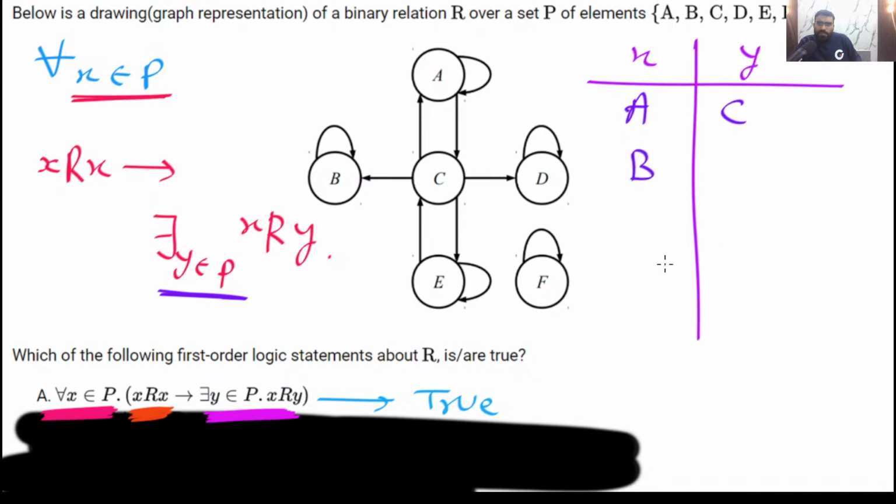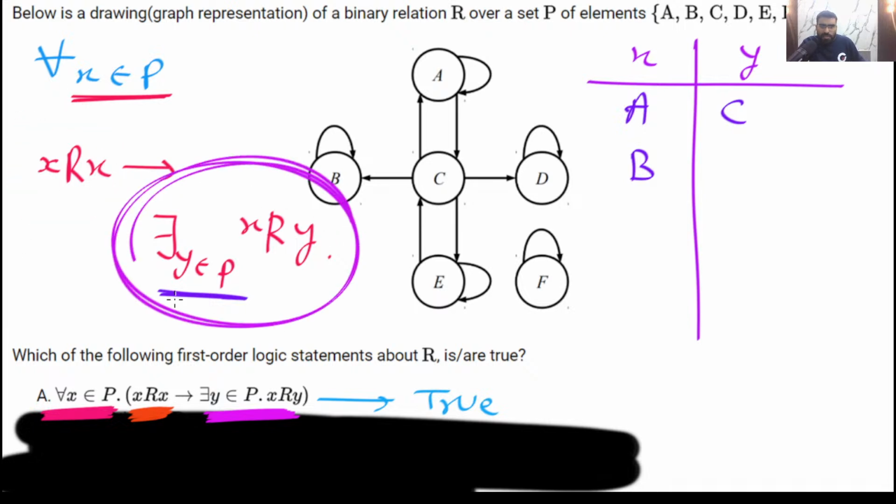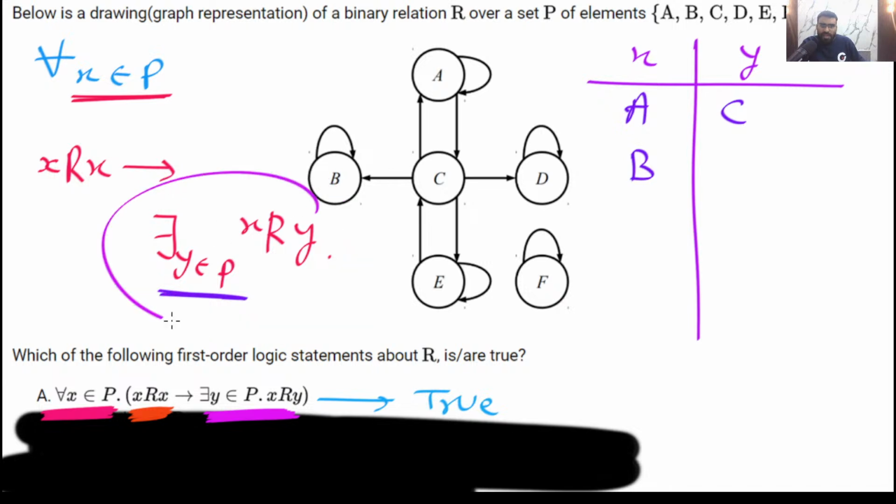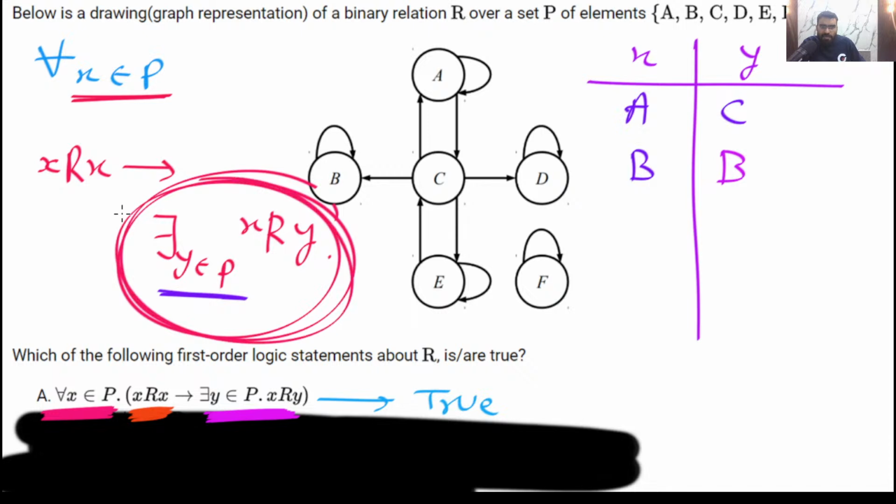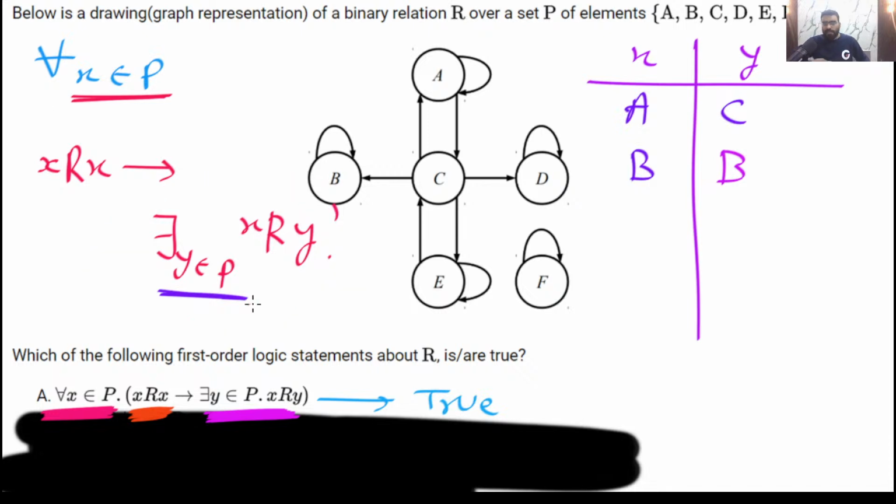If I take x equal to B, I am checking for x equal to B, then you can notice B is related to B. Yes, this is true. So there must be some element to which B is related. Yes, that element is B itself. Because that element can be B itself, right? No problem.